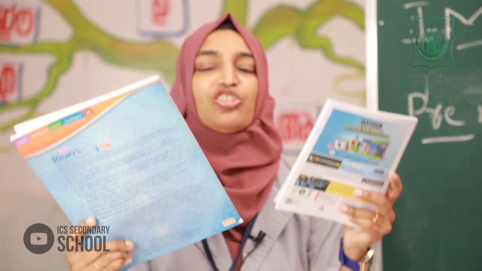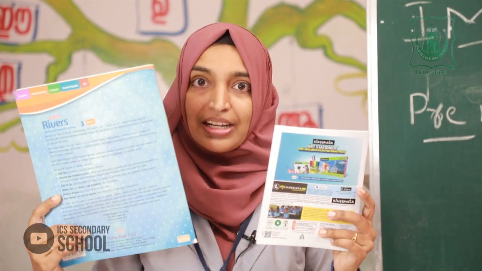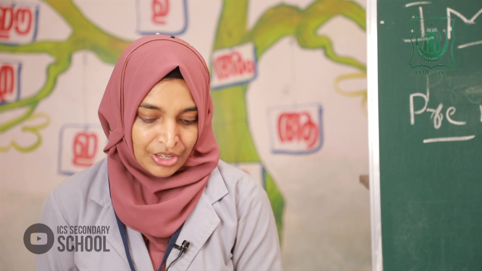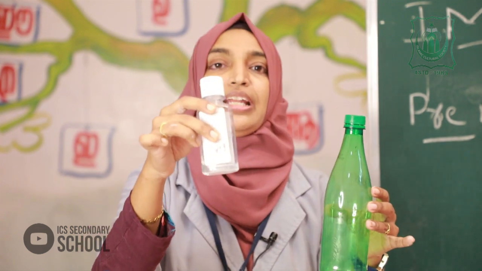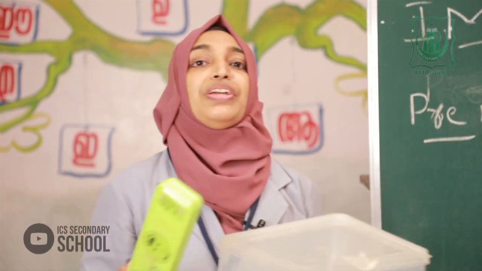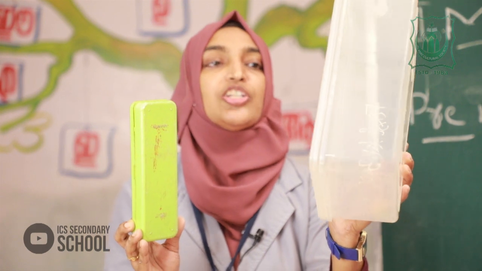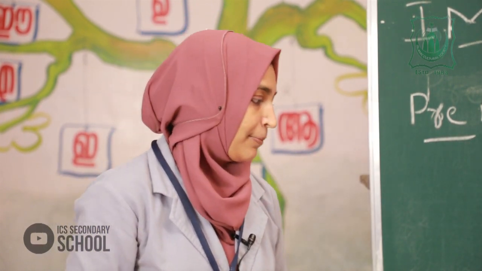When we compare the size of these two books, this book is big and this book is small. When we compare the size of these two bottles, this bottle is big and this bottle is small. When we compare the size of these boxes, which one is big? The white is big and the green is small. You understand? You got it?